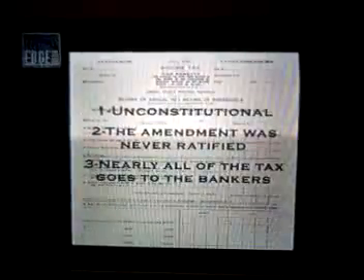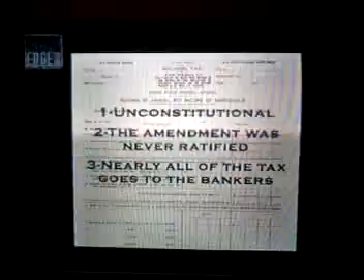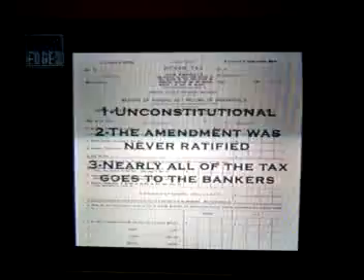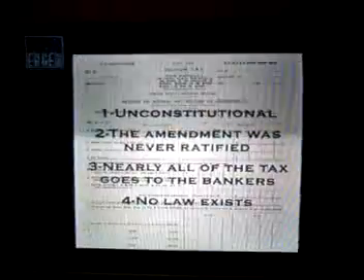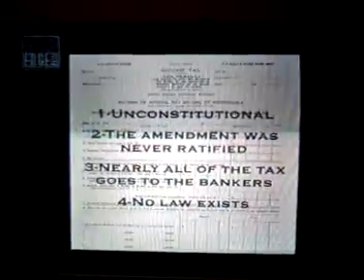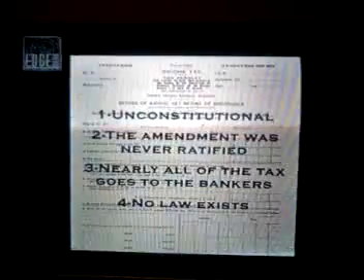And fourth, even with the fraudulent government claim as to the legality of the income tax, there is literally no statute, no law in existence that requires you to pay this tax, period.